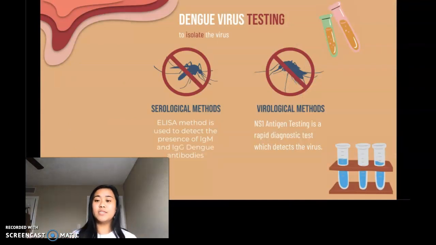In terms of testing for the dengue virus to isolate the virus, you'll use either some serological methods or virological methods. So for example, the ELISA method is used serologically to detect the presence of IgM and IgG dengue antibodies. And then also virologically, the NS1 antigen testing is rapid diagnostic testing, so it can detect the virus really rapidly.